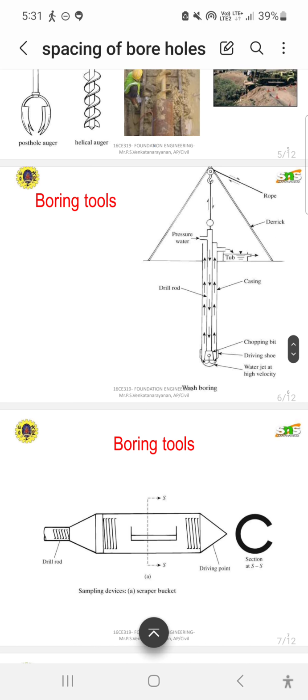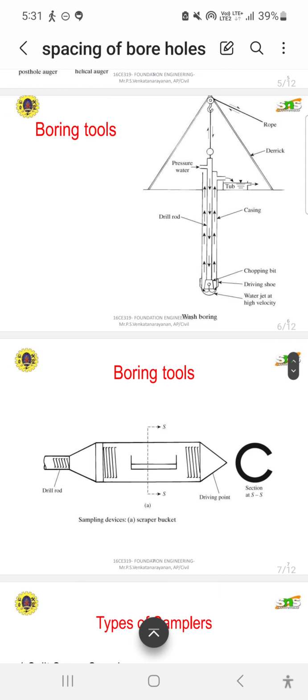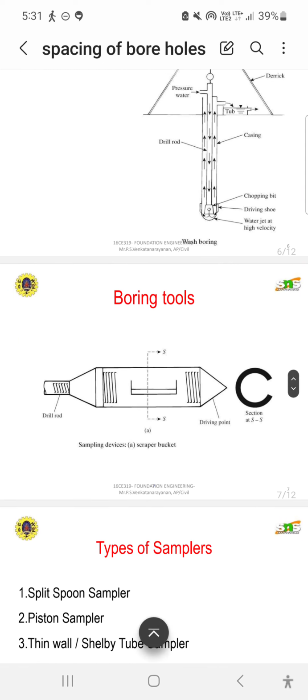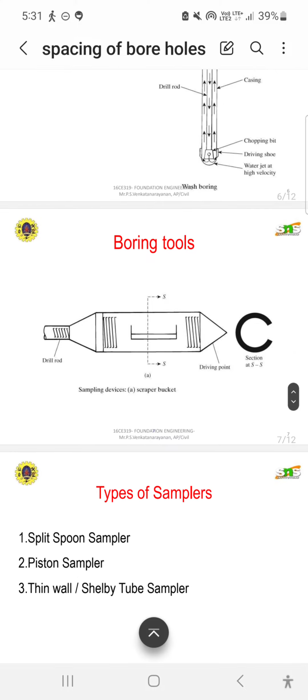Then we have seen the second boring tool, a hand tool in construction techniques, named the scraper bucket. The cross section is given, with the head portion and tail portion. This is the cross section. The type of structure may be C type. This is one of the hand tool techniques used to excavate the pit at the borehole location to find out the depth of foundation.